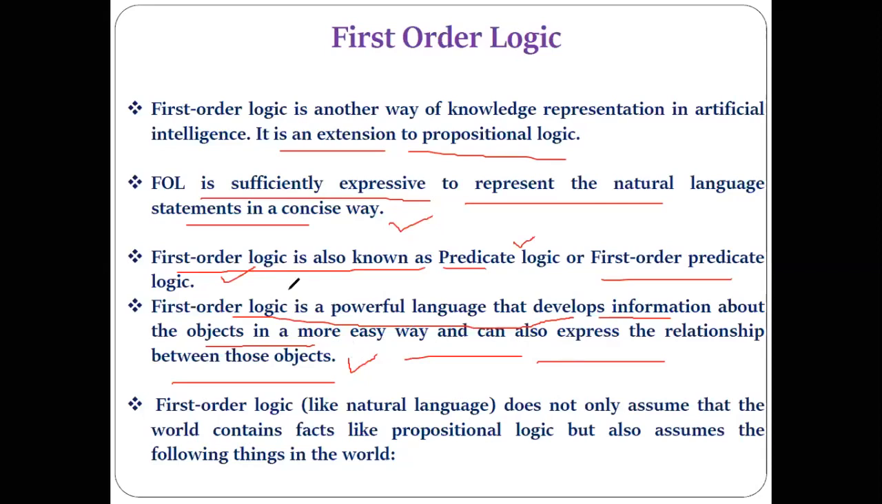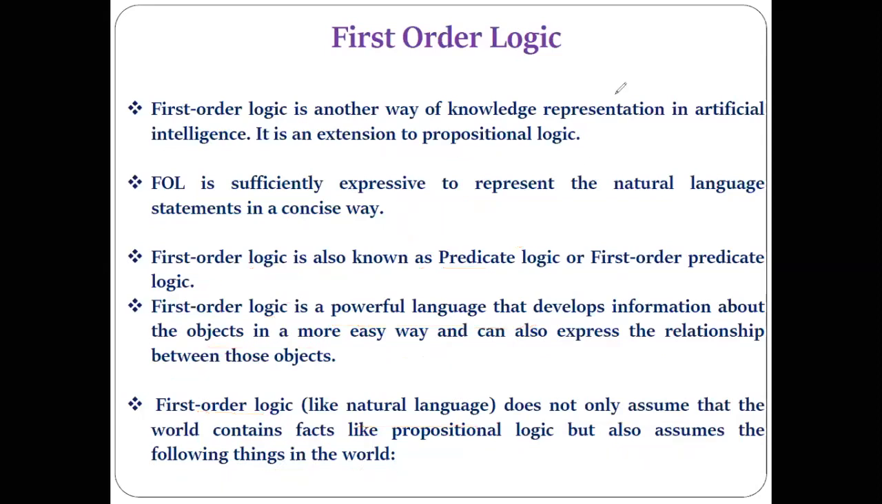So in order to represent that, FOL is the more powerful. First order logic, like natural language, does not only assume that the world contains facts like propositional logic, but it also assumes that the world consists of the following important things. According to FOL, the world does not contain only the facts, or the declarative or assertive kind of sentences, or the propositions, but it consists of various other kinds of things in the world.